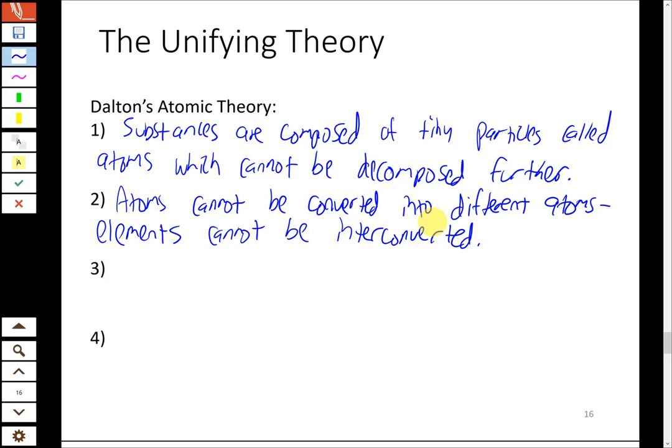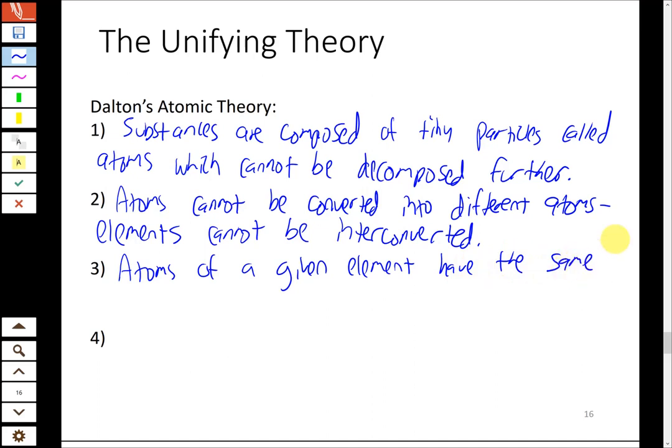The third part of this is, how do we distinguish different elements from each other? What makes carbon different from oxygen, different from sulfur, different from every other element, is that the atoms that make them up are different from each other. So the atoms of a given element have the same mass and other properties as each other. If you have a sample of carbon, all of the carbon atoms in that are the same as each other, and they have the same mass and same properties. And those are all distinct from other elements.